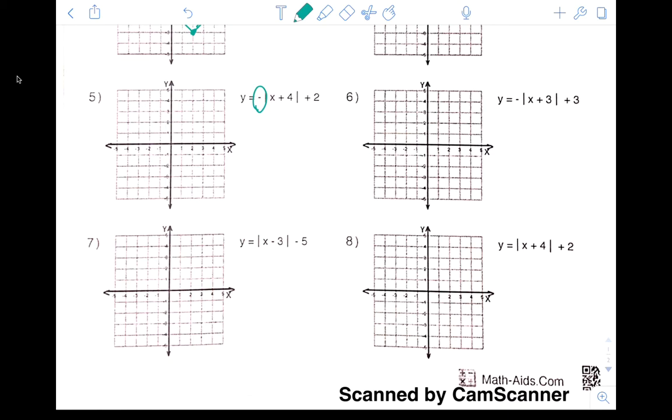So this is going to be a slope of -1. This is going to be left 4 and up 2. Left 4, up 2, a slope of -1.